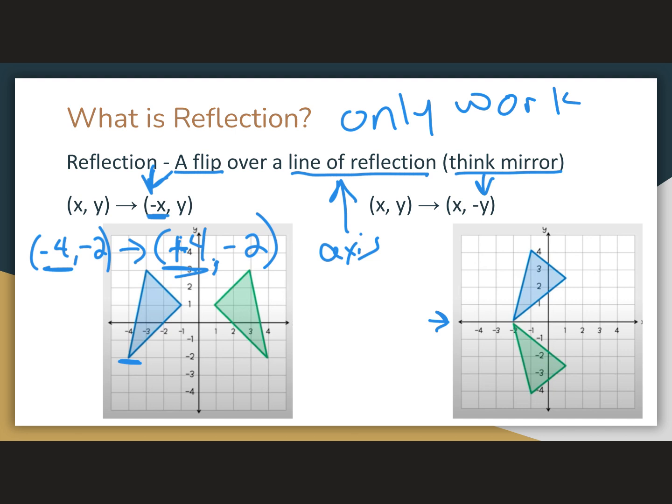The other one changes. So here, let's look at this point right here. It started out as (1, -2.5). So again, our x does not change. We're still at 1. But now we're at positive 2.5. And that's exactly where that ended up at. Okay? So that, again, happens for each point.